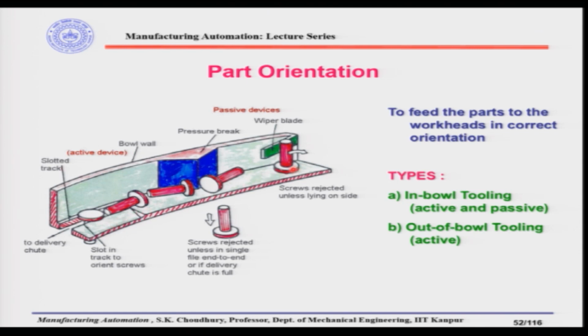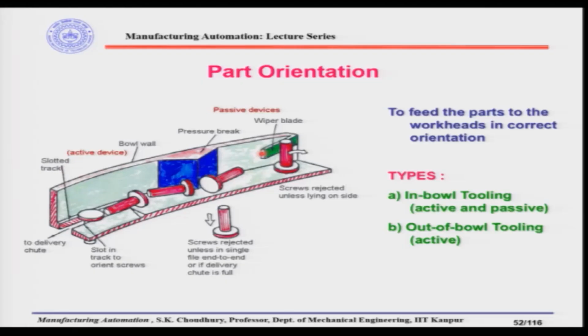So, as we discussed, any part located on the track of the vibratory bowl feeder will be moving a short distance, it will hop, it will go forward in a short straight path which will be inclined to the horizontal at an angle which will be more than the angle of inclination of the track. So, the track is spirally located inside the bowl wall. Now, the first orienting device let us discuss, this is called the wiper blade. As you can see, the green one, this is the wiper blade.